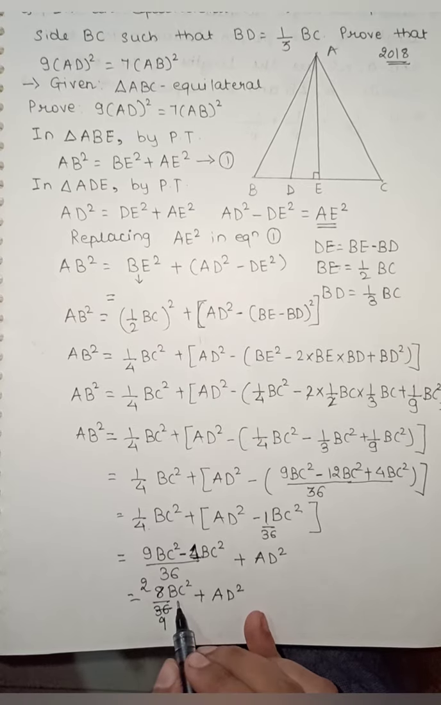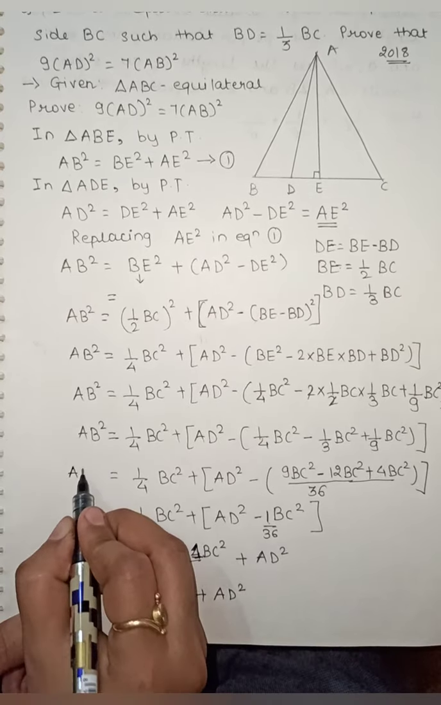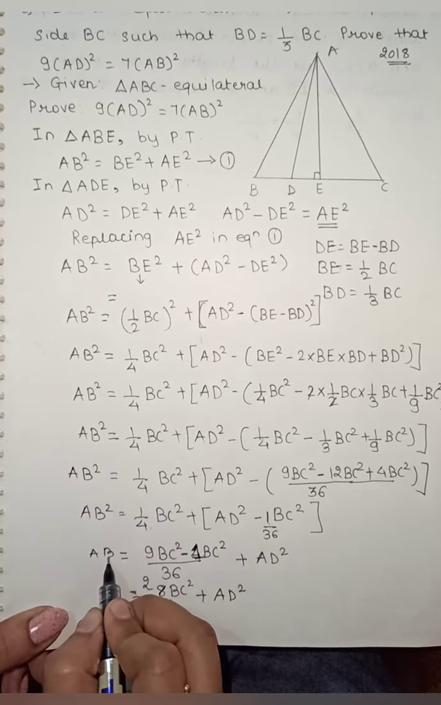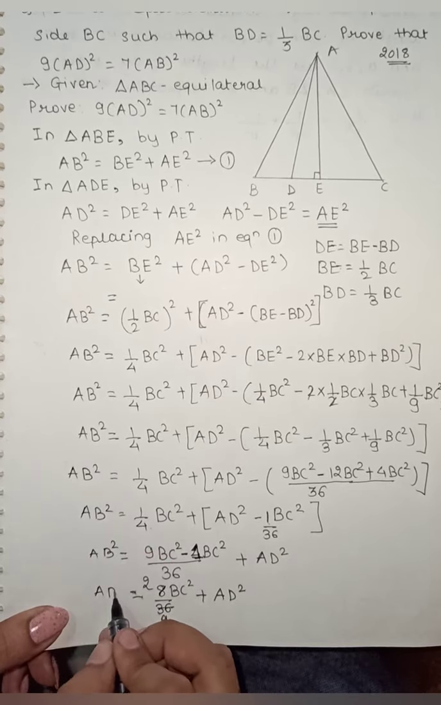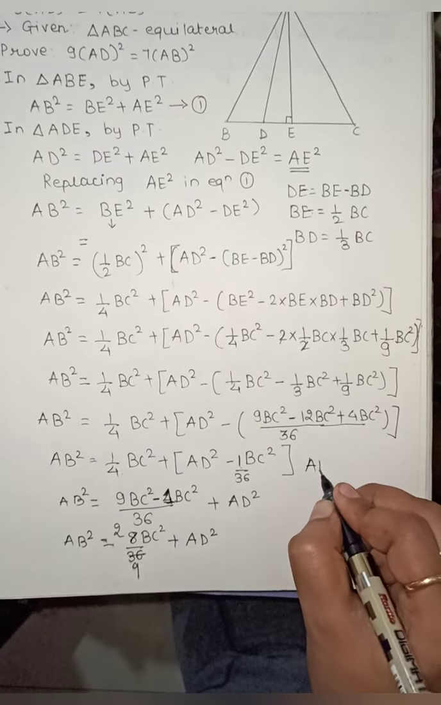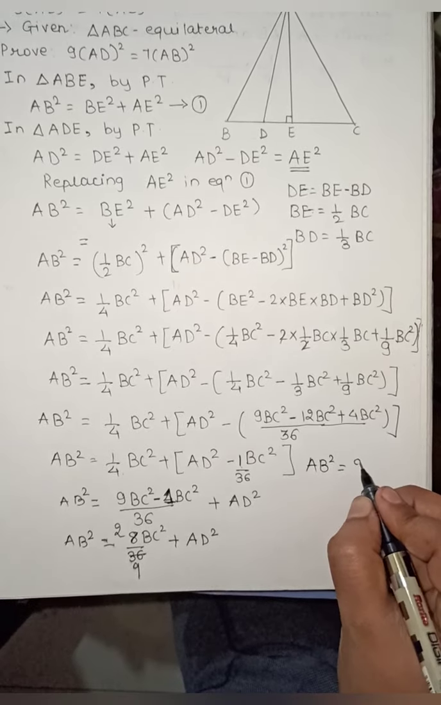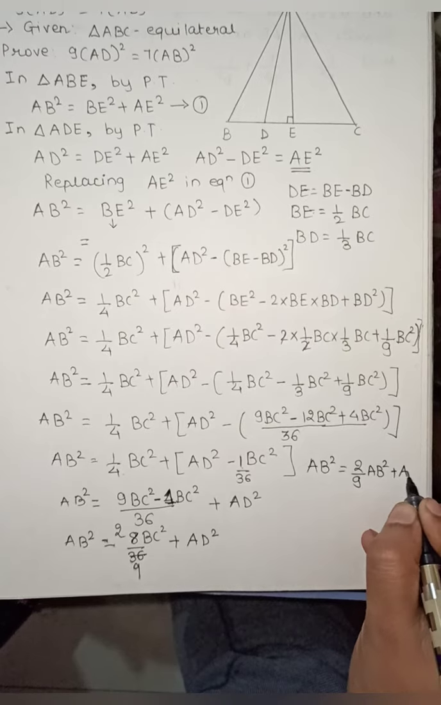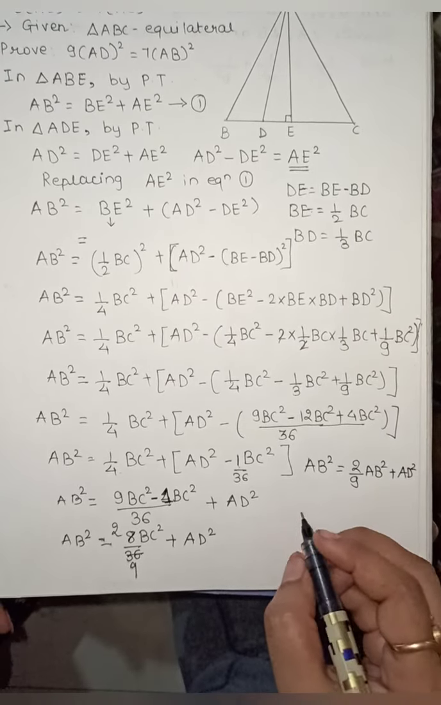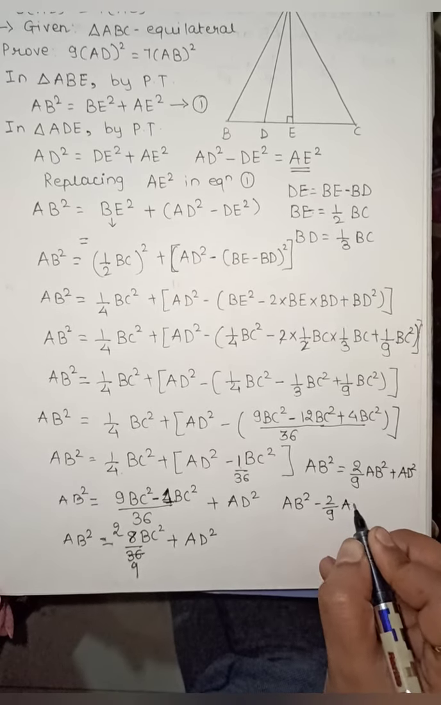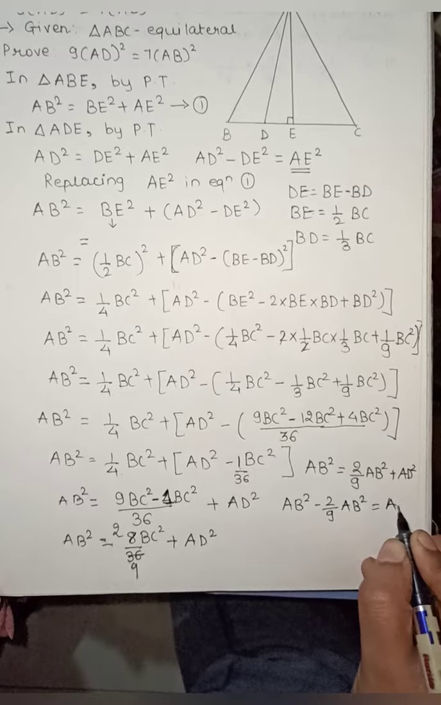Now this BC square can be replaced by AB square. So everything is equal to AB square. Okay, so here I can write it. So it says AB square is equal to 2 by 9 AB square plus AD square. Again take it to the other side. So AB square minus 2 by 9 AB square is equal to AD square.